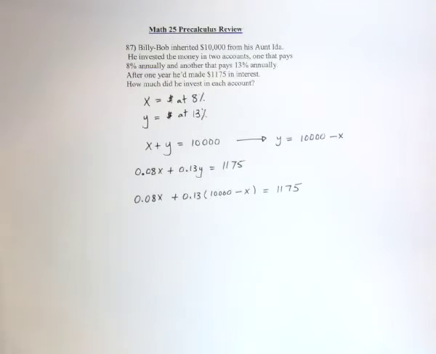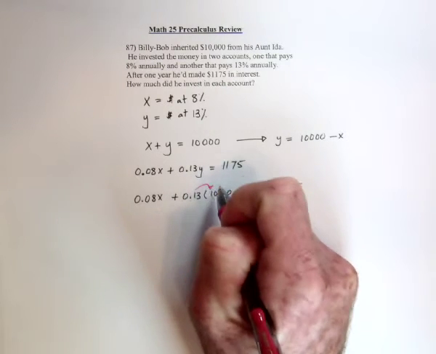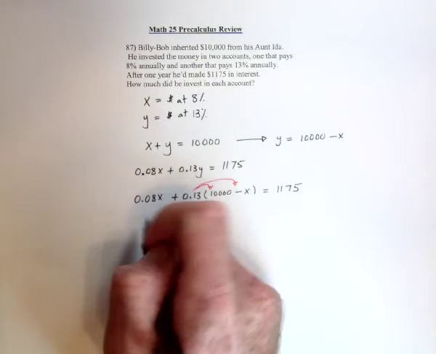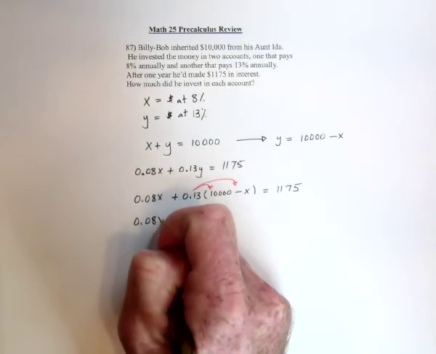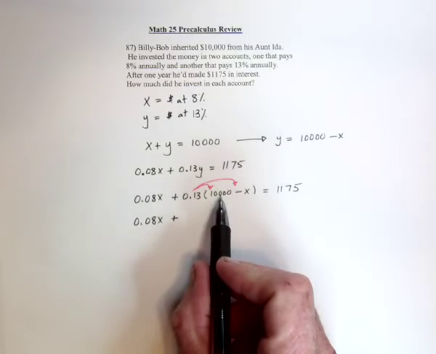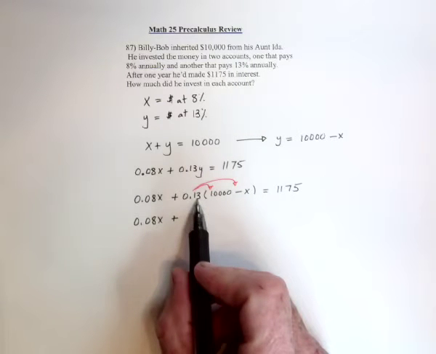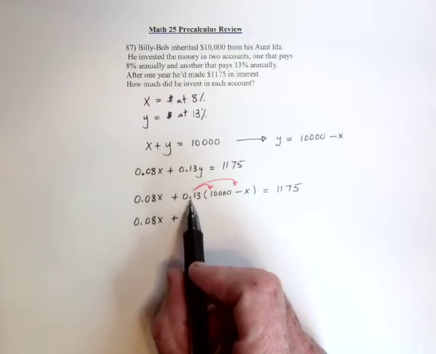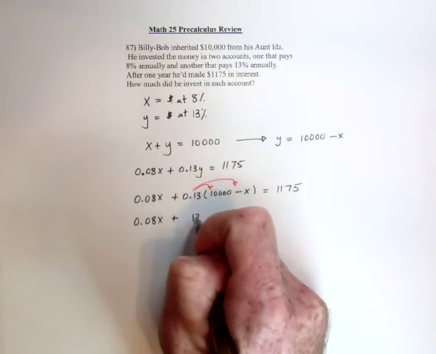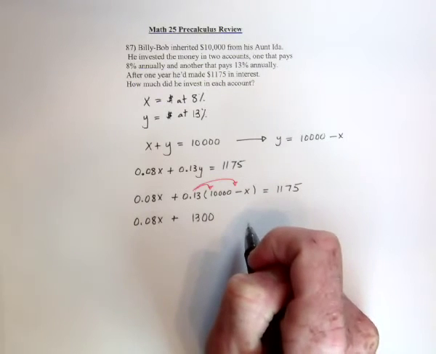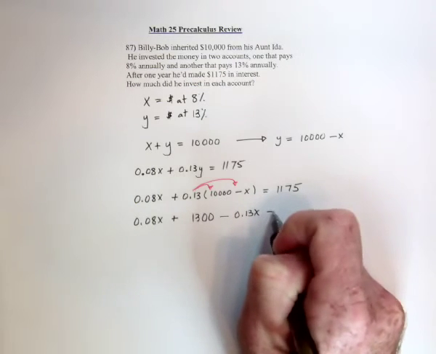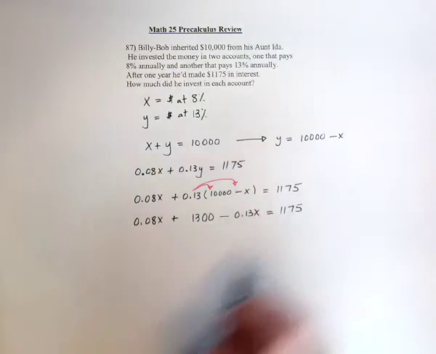The next thing to do is distribute. So 0.08x stays there for now, plus, so 1, 2, 3, 4 zeros. We'll move this decimal place over by 4. Well, the first two just makes it a 13. Then 2 more would make it a 13 with 2 more zeros after it. Then distribute so that it's 0.13 times x, negative. And then the right side.